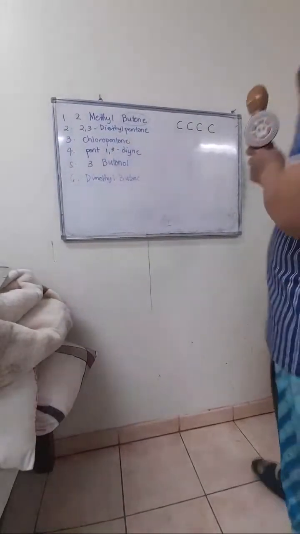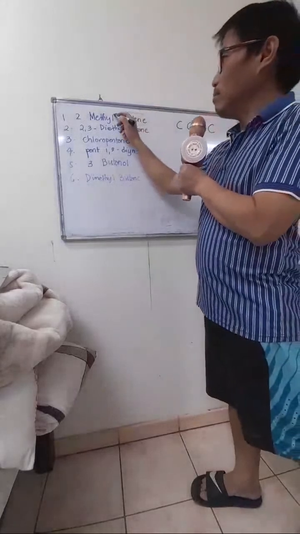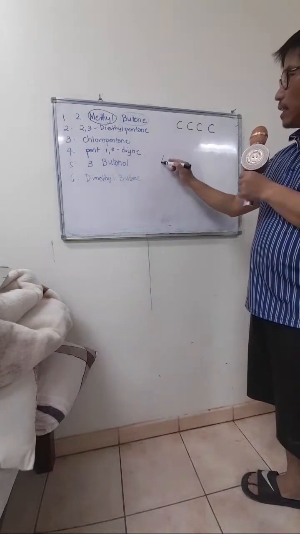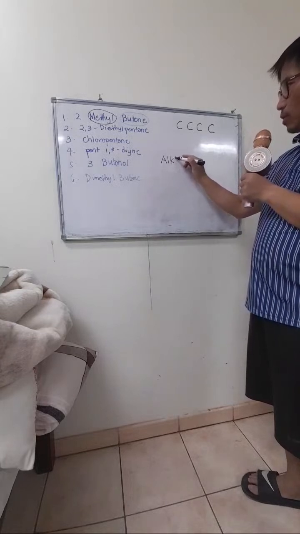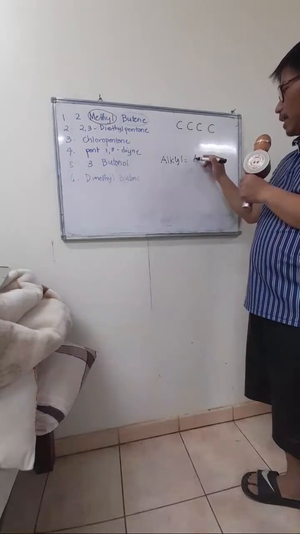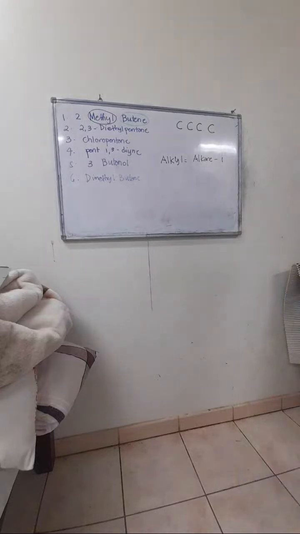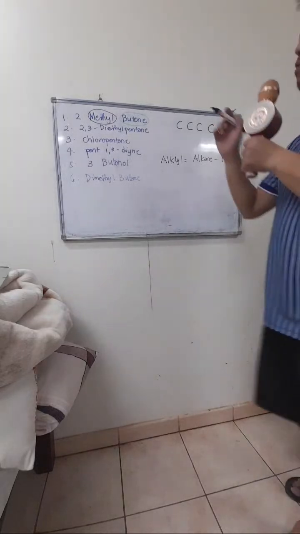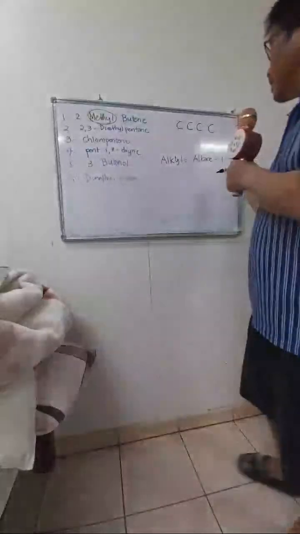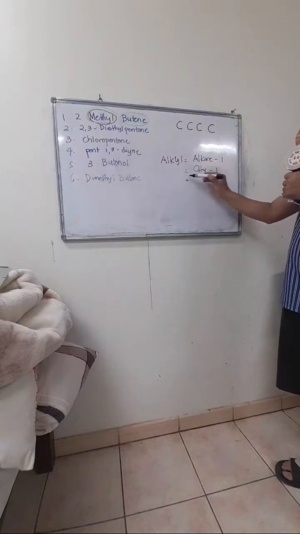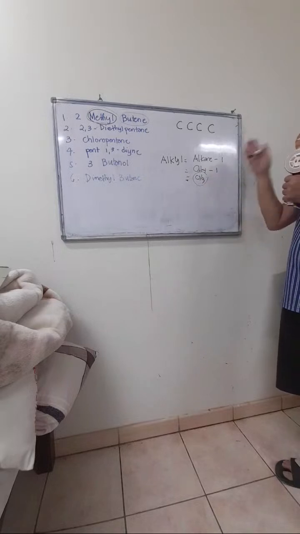So we have an attachment, methyl. Meaning to say, an alkyl attachment. So how can you say an alkyl? Alkyl is equal to alkane minus 1. Now, methyl comes from the word methane. Since methane is CH4, minus 1 is going to be CH3. That's why our alkyl attachment here is CH3.